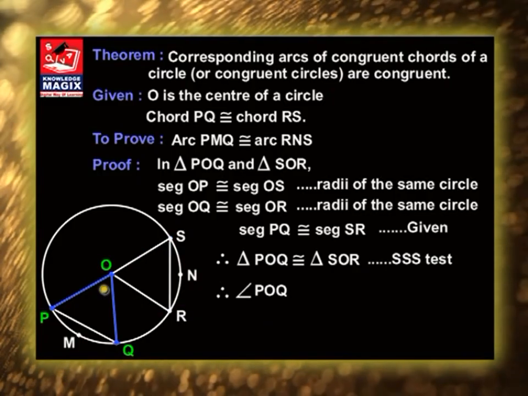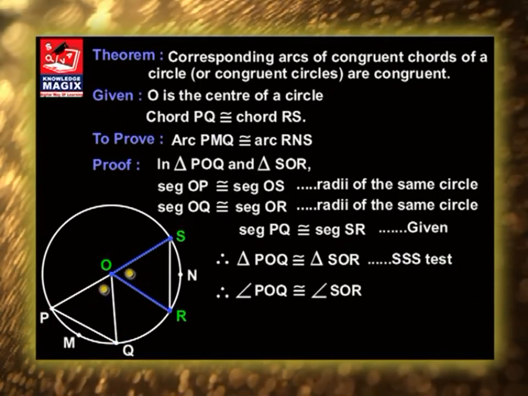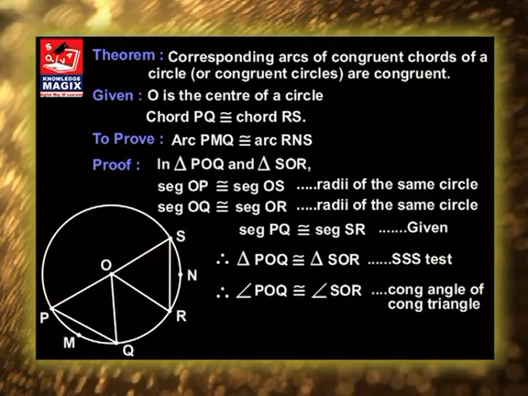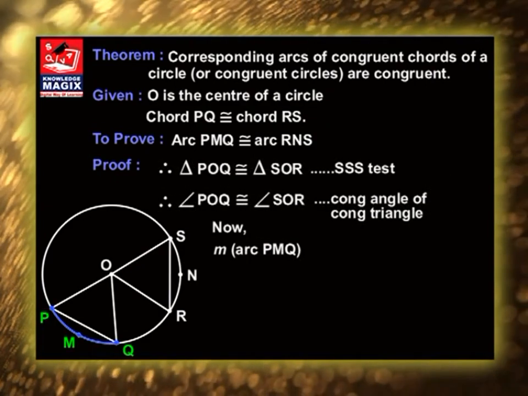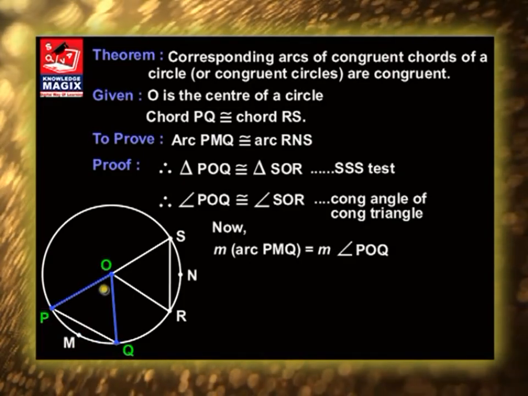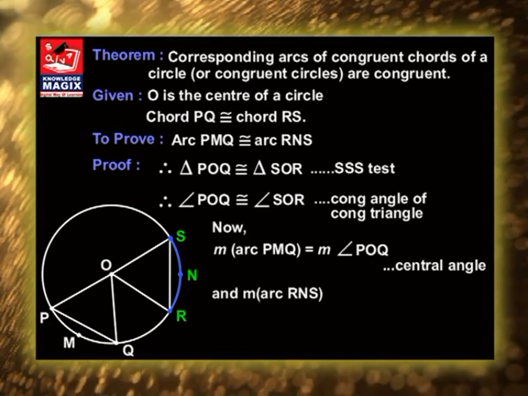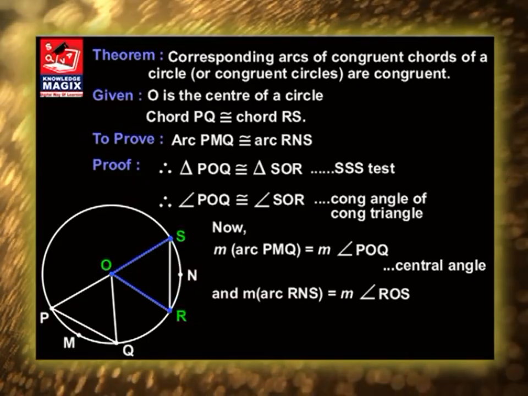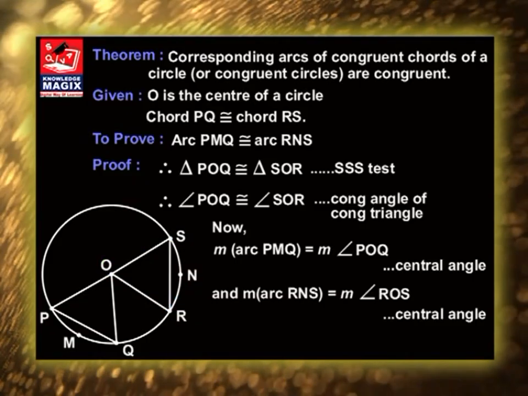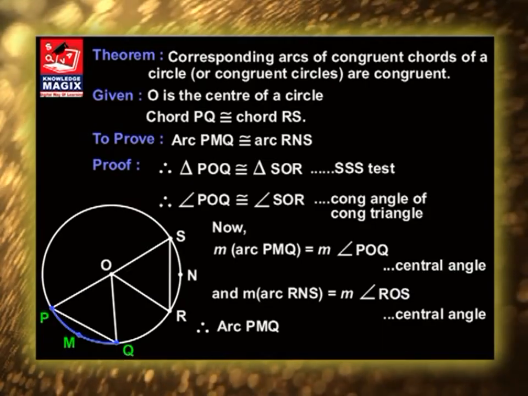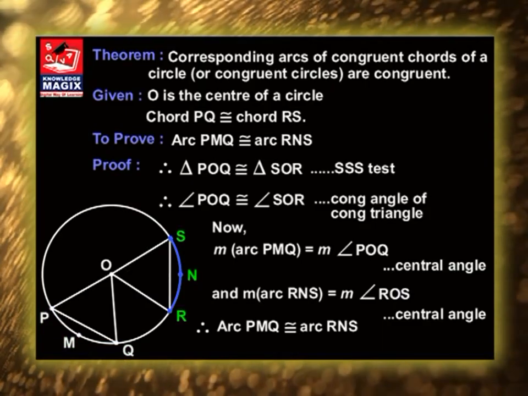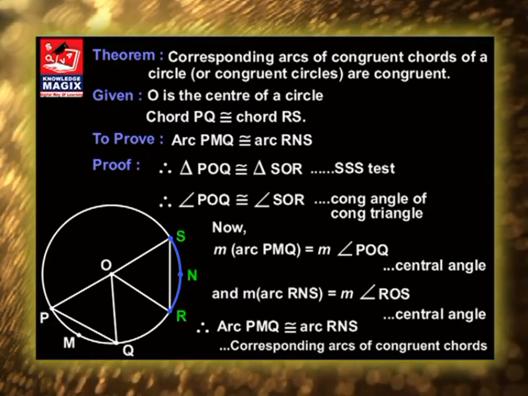Therefore, angle POQ congruent angle SOR, corresponding angles of congruent triangles. Now measure arc PMQ is equal to measure angle POQ, central angle, and measure arc RNS is equal to measure angle ROS, central angle. Therefore, arc PMQ congruent arc RNS. Corresponding arcs of congruent chords.